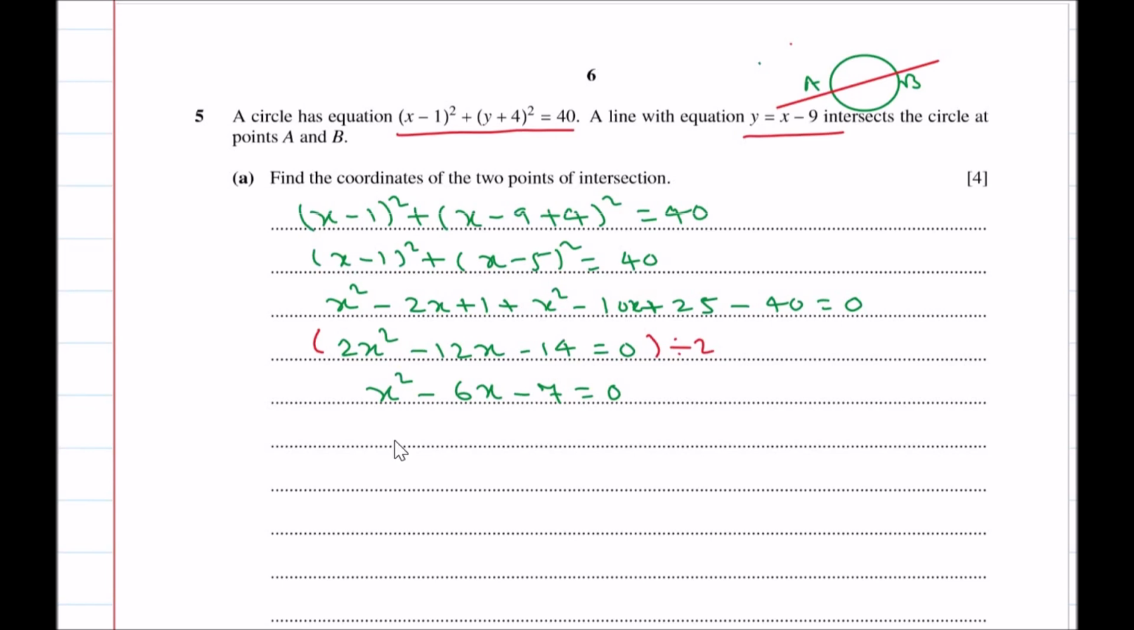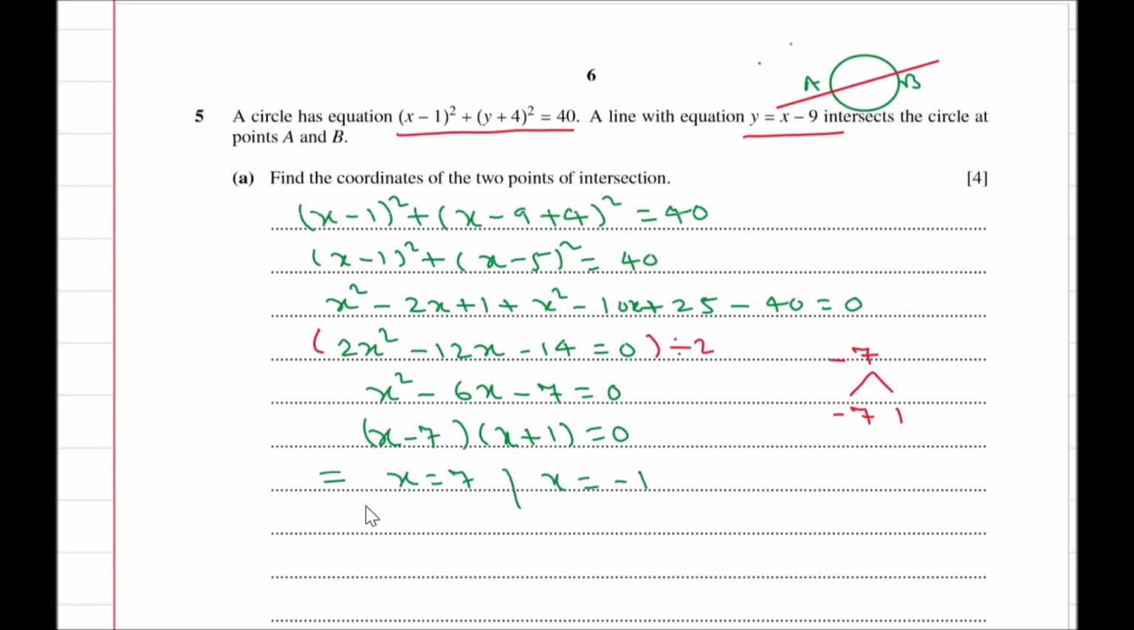Now for minus 7, the factors we can have are minus 7 and 1. And if you add them, we will get minus 6. So this is working. So we can write (x minus 7) into (x plus 1) is equal to 0. So this implies that x equal to 7 or x equal to minus 1.